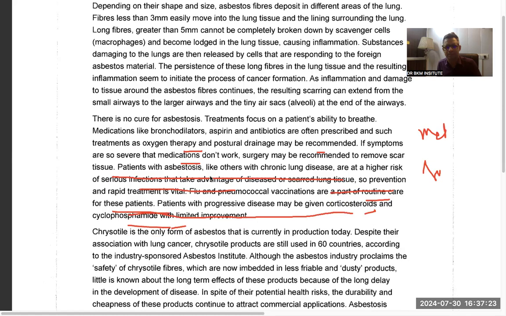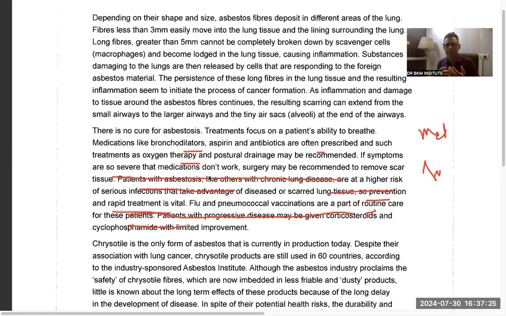Okay. So sometimes people get into wrong things, like they are just saying treatment focuses on. This can be one of the lines that you can say, but in this they are saying treatment focuses on ability to breathe, but they did not talk about any specific measure. Then they started talking about medications. Bronchodilators will help to breathe. Then surgery can remove the scar tissue. But then again, the only thing they talked about in the vital is infection, prevention and treatment of infection.